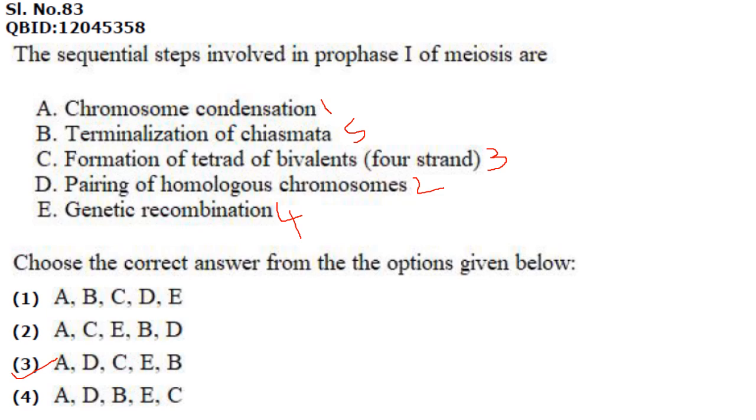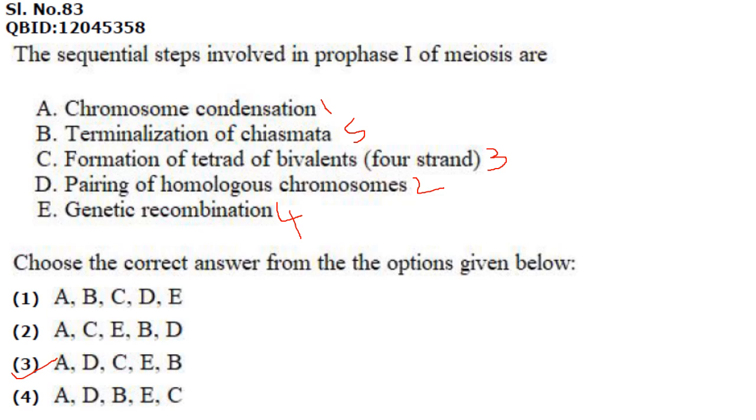Then next one. The sequential steps involved in prophase 1 of meiosis are chromosome condensation, terminalization of chiasmata, formation of tetrads or bivalents, pairing of homologous chromosomes, genetic recombination. So in the prophase 1 of meiosis, there is chromosome condensation in the beginning. Then pairing of the homologous chromosomes takes place. Then formation of tetrad or bivalent, or 4 strands, happens. Then you have got genetic recombination, pachytene stage, remember.